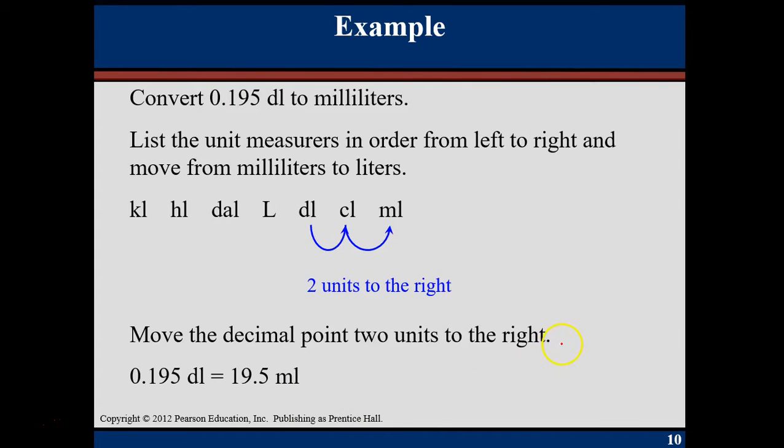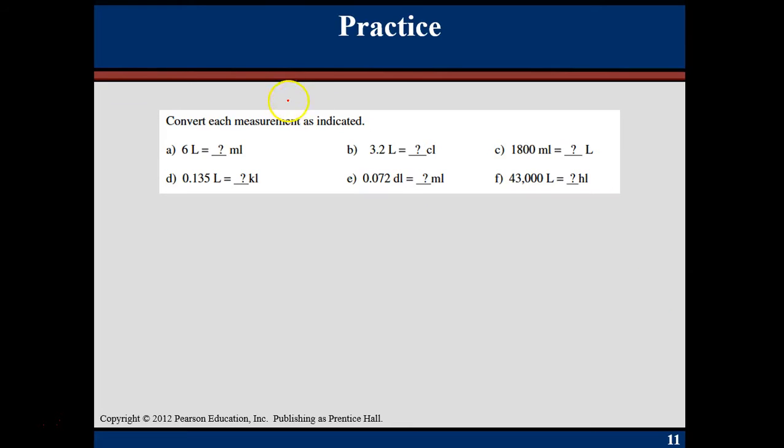If I want to go the other direction, 0.195 deciliters to milliliters. Well, here's deci, and I want to go to milliliters, which is 2 spots to the right. I'll take this 2 spots to the right, and I have 19.5 milliliters. So some practice. King Henry died by drinking chocolate milk. So let's see, I'm going to start down here. D. I have 0.135 liters, and I want to go to kiloliters. So I'm here, and I'm going to go 1, 2, 3 spots to the left. So really small. 1, 2, 3 spots to the left, and I have 0.000135 kiloliters.